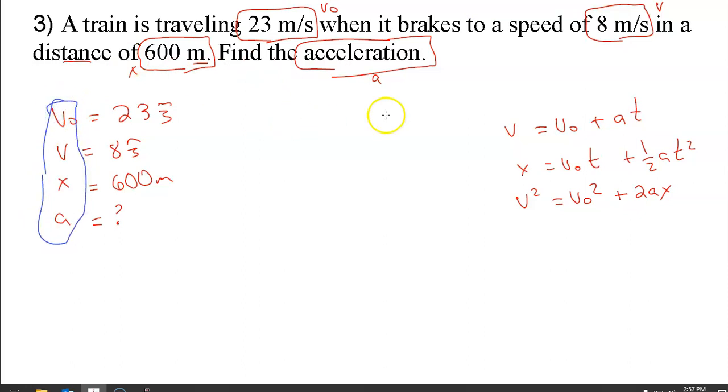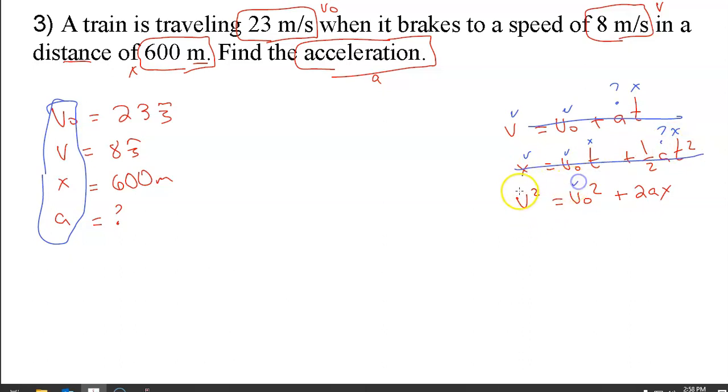So there's that. And I start over here and I go, yeah, I got V naught, I got V. Oh, there's no X. I'm looking for A, but I don't have T. 2 unknowns, can't use it. No good. What else you got? X, that's okay. V naught, got that. Ooh, I don't have T. And I don't have A. So I don't know T, don't know A. 2 unknowns, no good. Better be this one or we're in trouble.